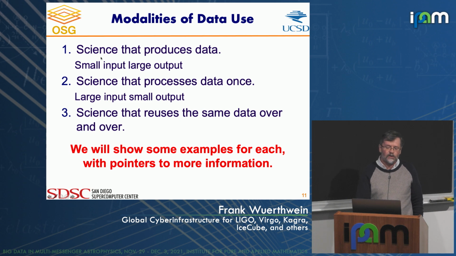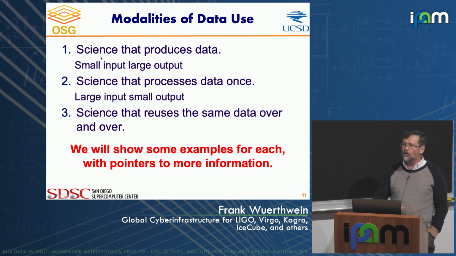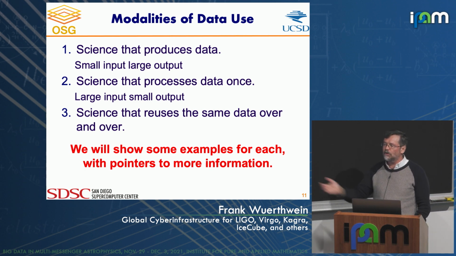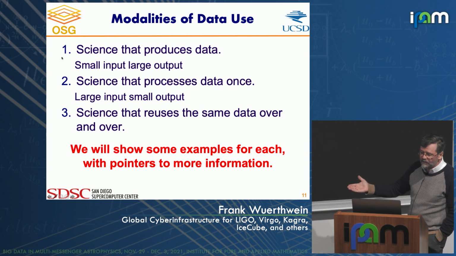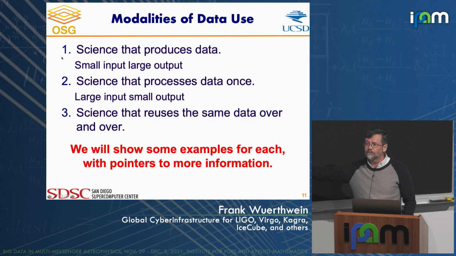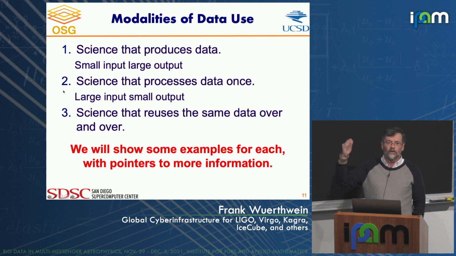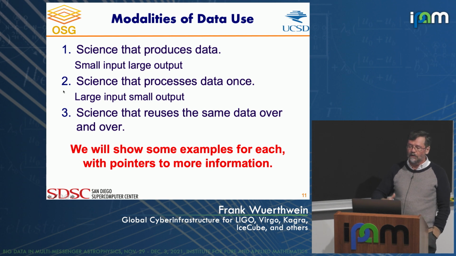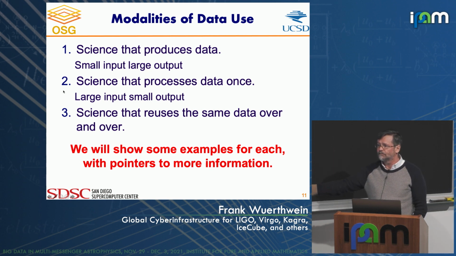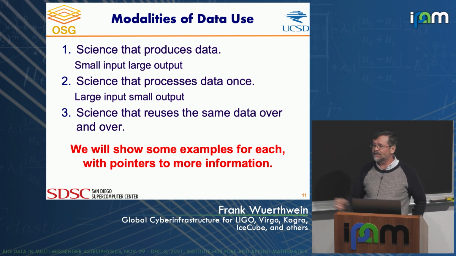I like to distinguish modalities of use, meaning ways of using data, in order to differentiate and then talk about data. So I think of it as science that produces data. That means you have small input and out comes a lot of data. I think of it as science that processes data. That means large input, but small output. You calculate something on a large amount of data and out comes numbers, or much less data.